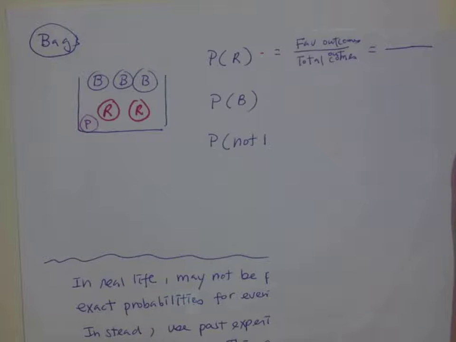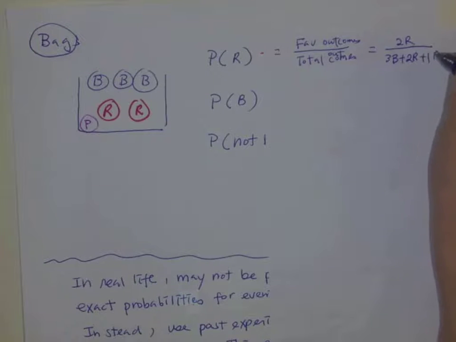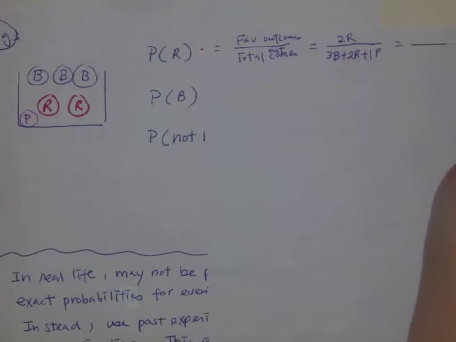How many reds do we have? We have 2 reds, and then we have 3 blue plus 2 red plus 1 purple, right? So we have a total of 6. 2 out of 6. If you reduce it, means 1 out of 3, right? So 1 out of 3 chance you're going to get a red marble.